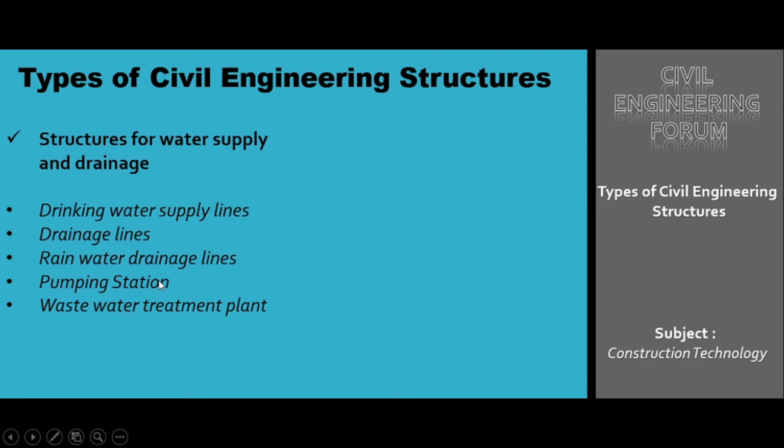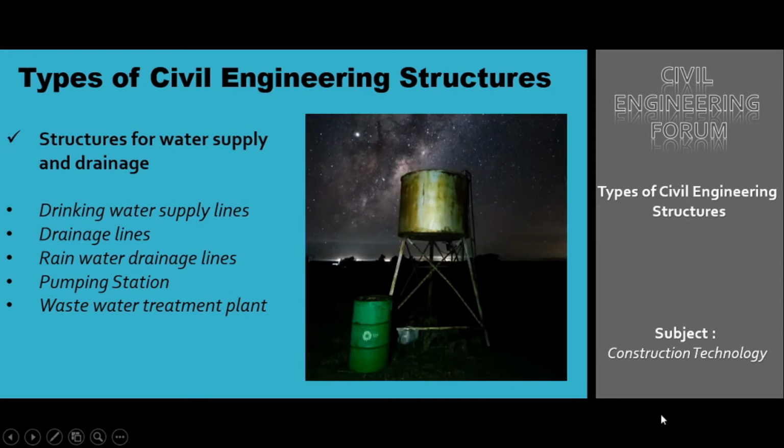Then pumping station. So these are the specific structures which are used to boost the supply of water from a specific point anywhere in the city. Then is the wastewater treatment plant. So it is a civil engineering structure where dirty water, or we could say drainage water, is supplied and treated so that it can be reused. So these were the types of civil engineering structure based on water supply and drainage.